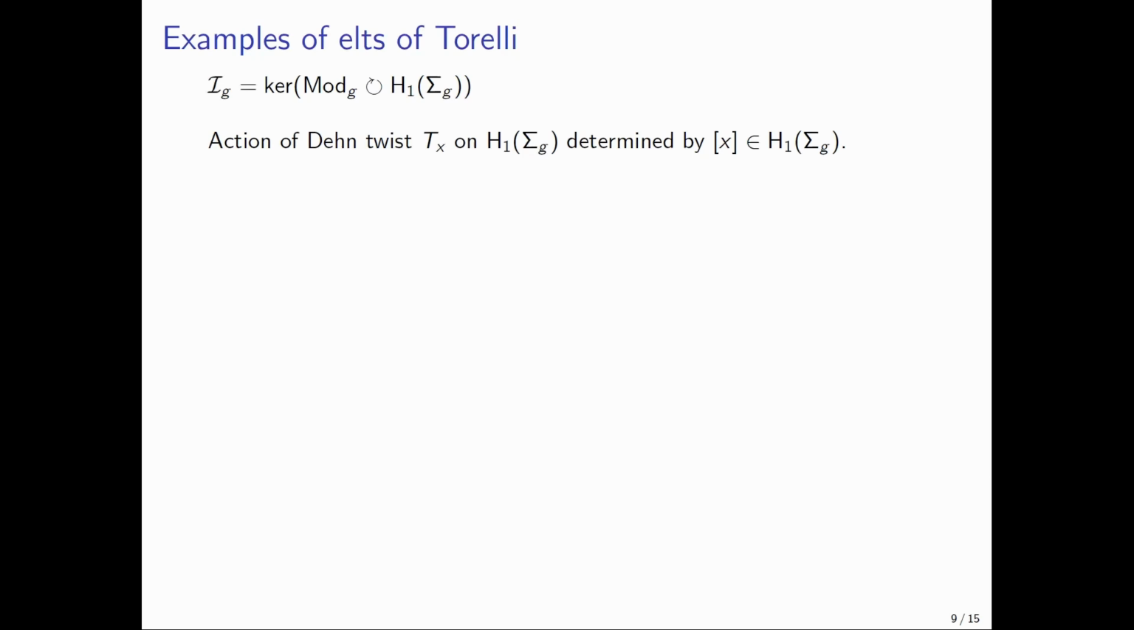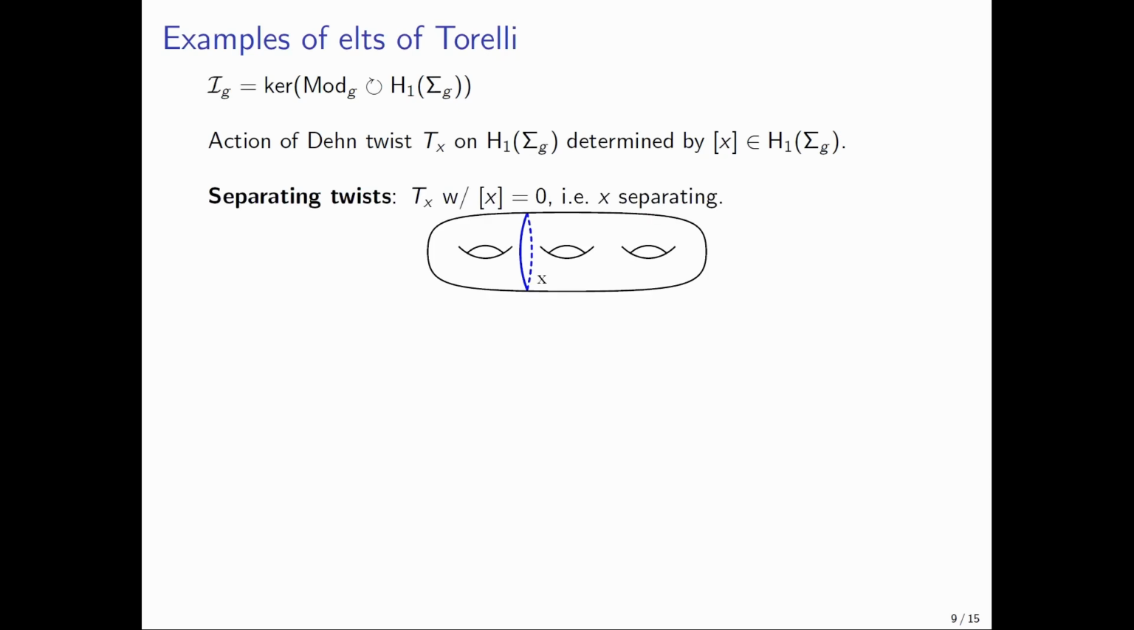Okay, so the action on homology, this is a formula, it's called a symplectic transvection, but really the important thing for what I'm about to say is that the action of the Dehn twist on homology is determined by the homology class of the curve you're twisting about. You're adding a bunch of copies of that homology class to any other homology class depending on the signs of some intersections. And so that gives us a way to write down some elements of the Torelli group.